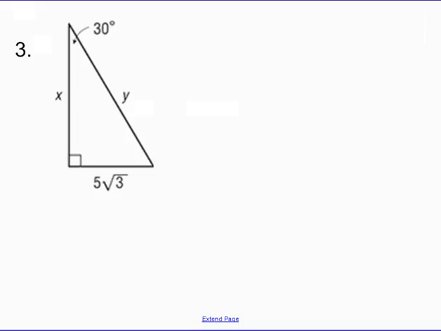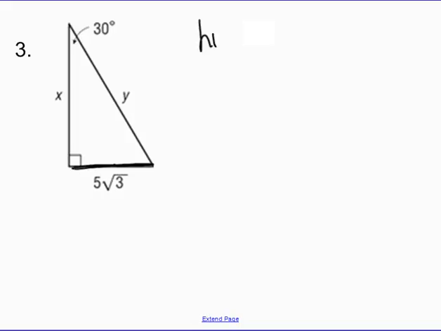Here, another nice one, we start with the short leg, which is nice, because once I have my short leg, I can figure out everything else. I know the relationship between the short leg and my hypotenuse is double. I just need to double it. I know the relationship between the short leg and the long leg is scaled by radical 3. I just need to multiply by radical 3.